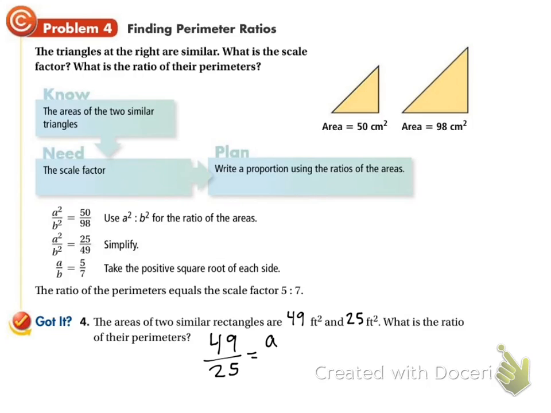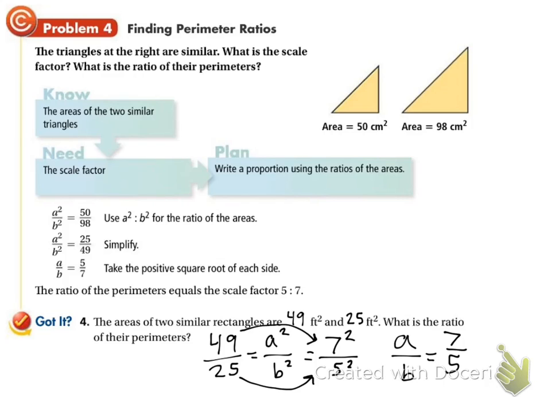So this is a squared over b squared, right? So we should rewrite that as something squared. So 49 is the same thing as 7 squared, and 25 is the same thing as 5 squared. So that's our a squared over b squared. Well, then if we need to know what our a over b is, that's the ratio of our perimeters, then that would just be 7 over 5.